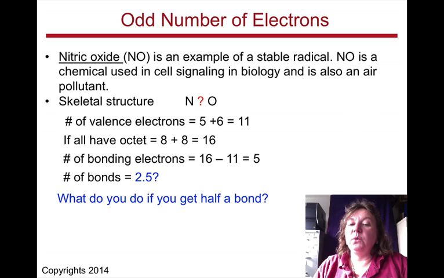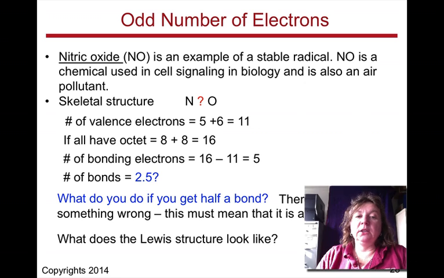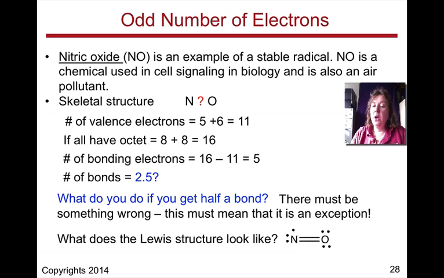So what do you do if you get half a bond? There must be something wrong. This must mean that this is an exception. So let's take a look at what the Lewis structure could potentially look like. Well, let's put in 2 bonds. We're going to then complete the octets. So the 2 bonds take care of 4 electrons. So 11 minus 4 is 7. 2 lone pairs on oxygen give it a completed octet, and then we have 3 remaining electrons. And if we put those on nitrogen, even though nitrogen has an unpaired electron, it has a formal charge of 0.